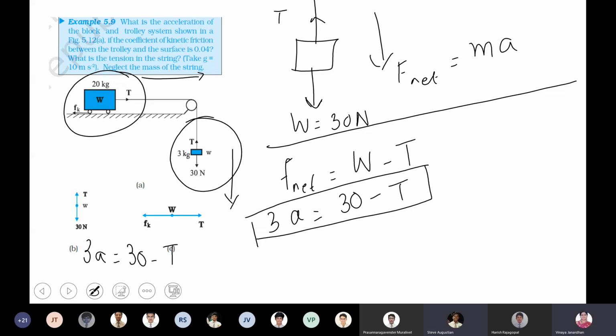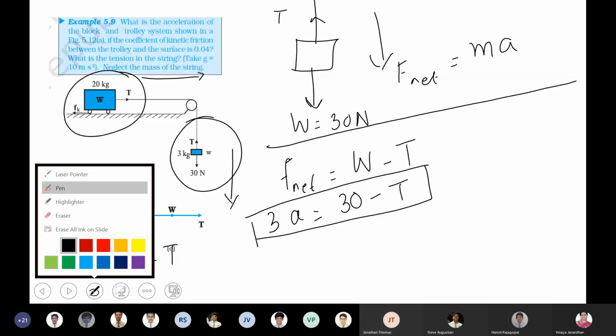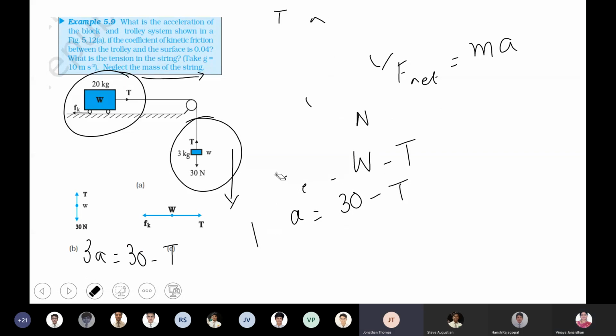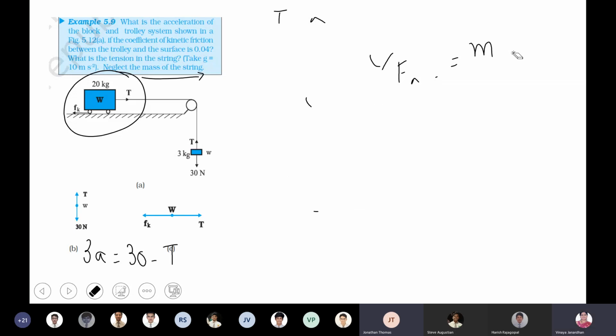So have you completed this? 3A is equal to 30 minus T. Yes, ma'am. Now ma'am, is the normal reaction always going to be the same magnitude as weight? Yeah, N is equal to M into G. That will be equal. Okay, next I'll have to draw for the trolley.